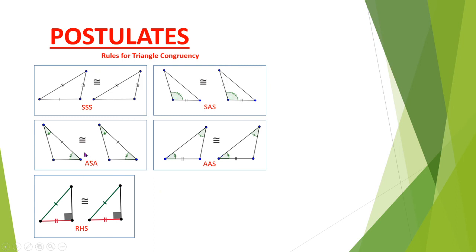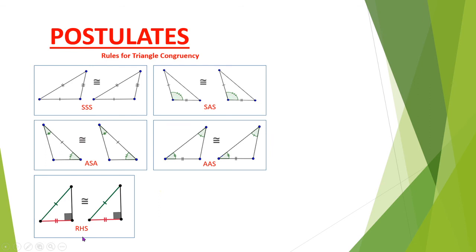There are different postulates of triangles, like the side side side postulate. It will be used when 3 sides of 2 triangles are congruent. Then the side angle side postulate, when 2 sides and the angle between them are congruent. Then the angle side angle postulate, when 2 angles and the side between them are congruent. Then the angle angle side postulate, when 2 angles and one side are congruent.